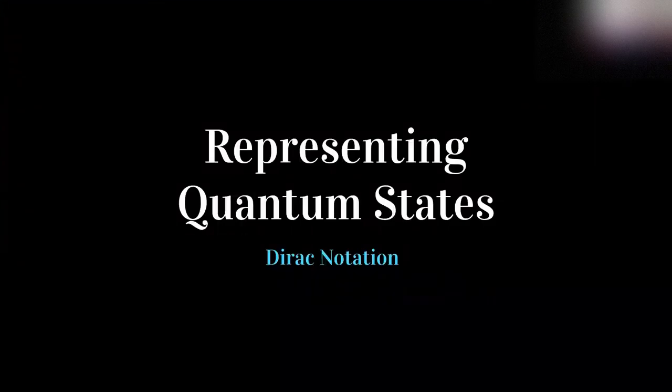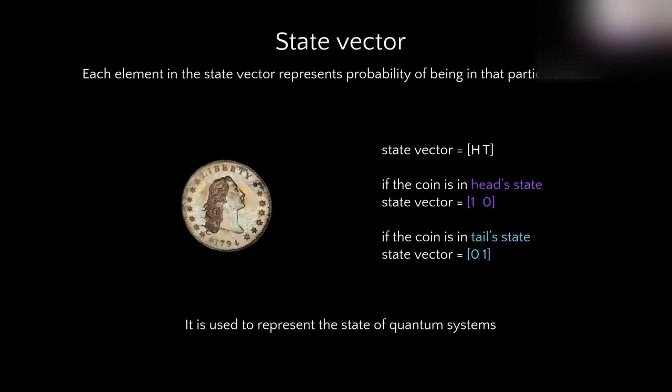Quantum states or qubits are the quantum equivalent of classical bits. Therefore, it is very important to understand how to represent them using the Dirac notation, which is also known as bracket notation. To understand this, we need to understand the concept of state vector, which is essentially just a vector with the probabilities of being in different states.